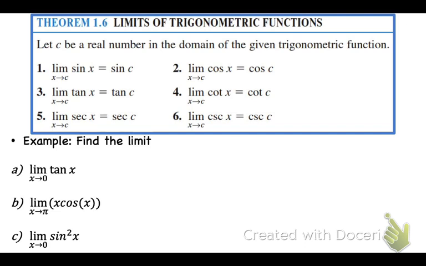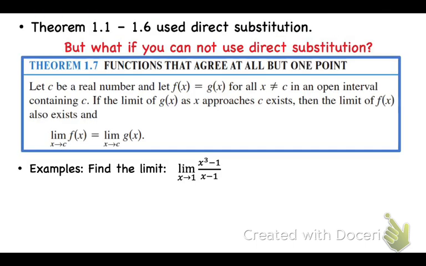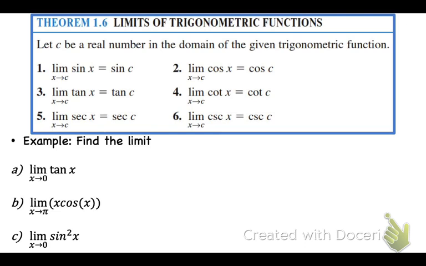Got it? Okay, so it says find the limit. So the limit of the tangent of x as x approaches 0 is... I always forget, just write substituted in. Yep. So it's tangent of 0. What is the tangent of 0? 0.